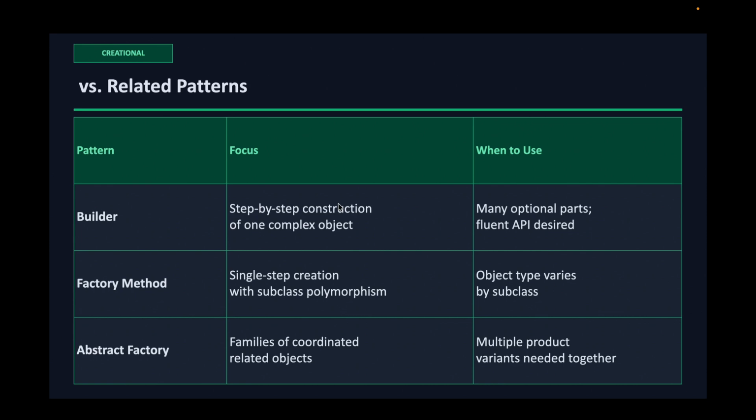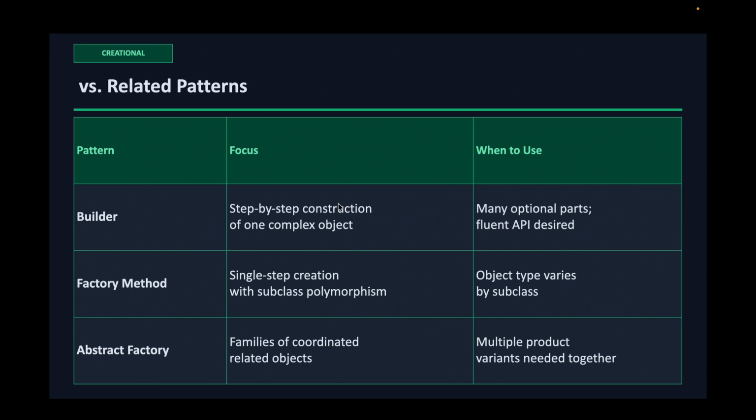There are 2 patterns that can be easy to confuse with the builder. The first one is the factory method. This also creates objects, but it happens in one shot. You call the factory, and then you immediately get back a fully formed product. The builder construction is incremental. So you use the factory method when the variation is in which object type to create. You use the builder when the variation is in how the object is assembled.